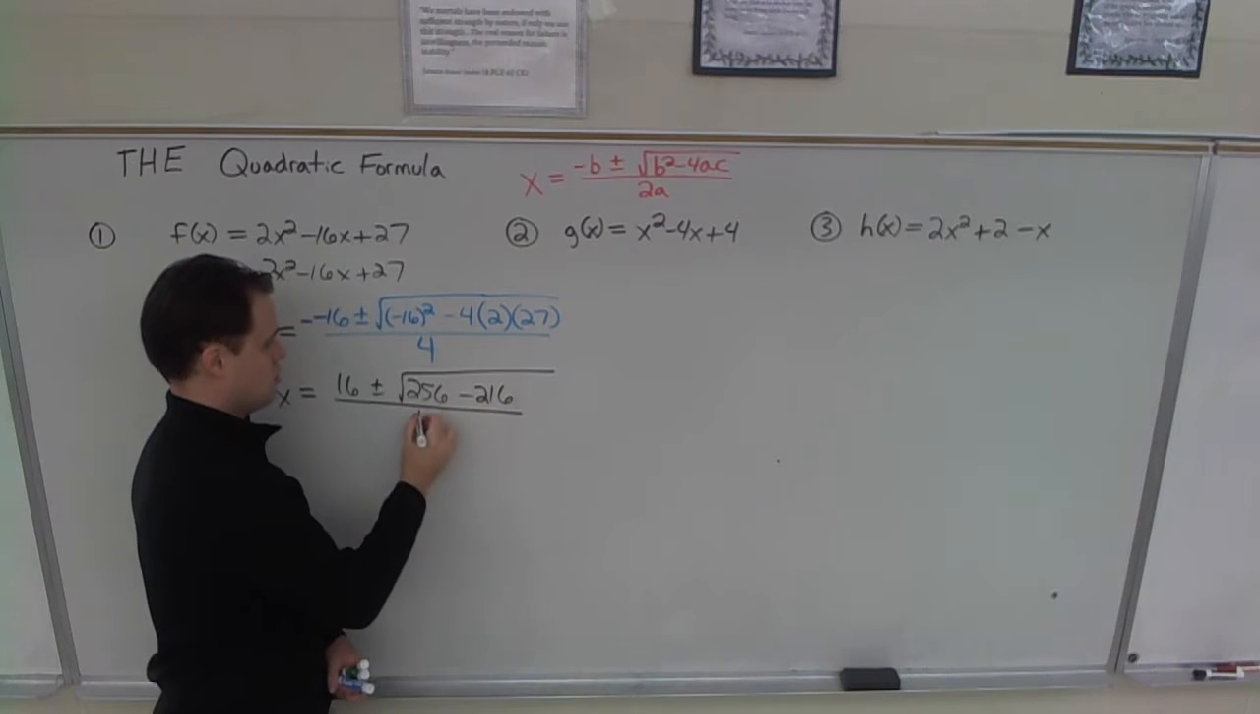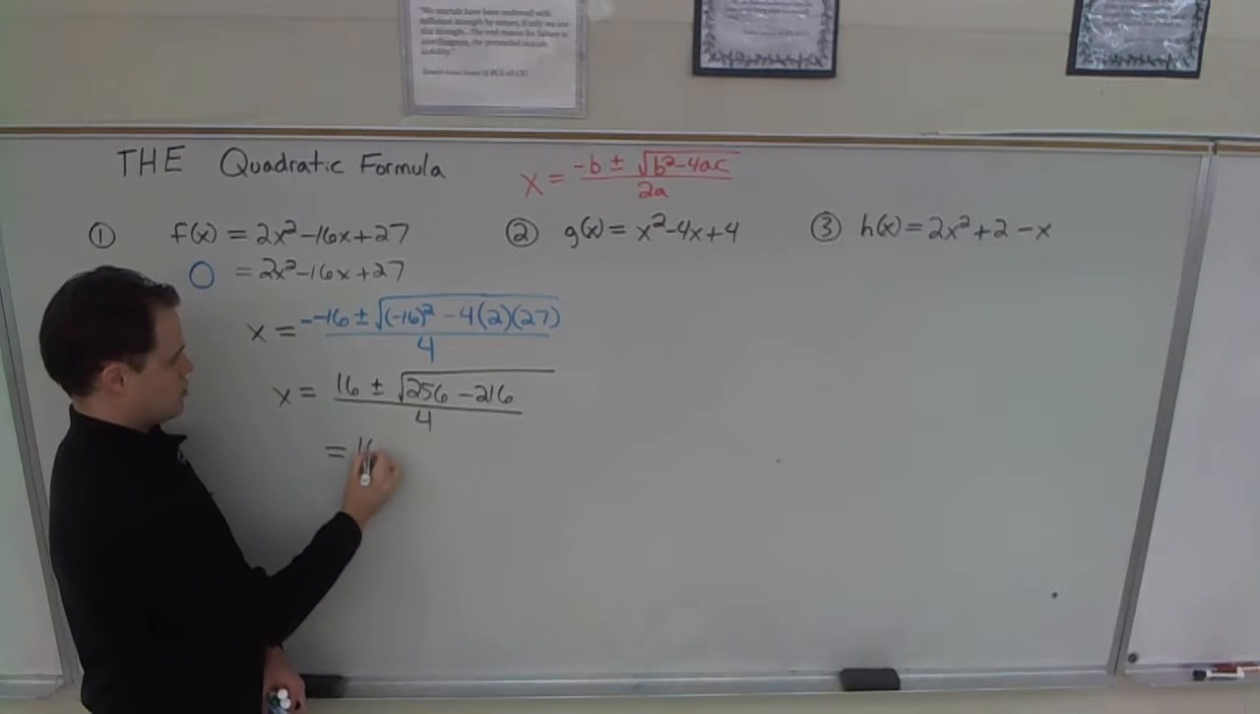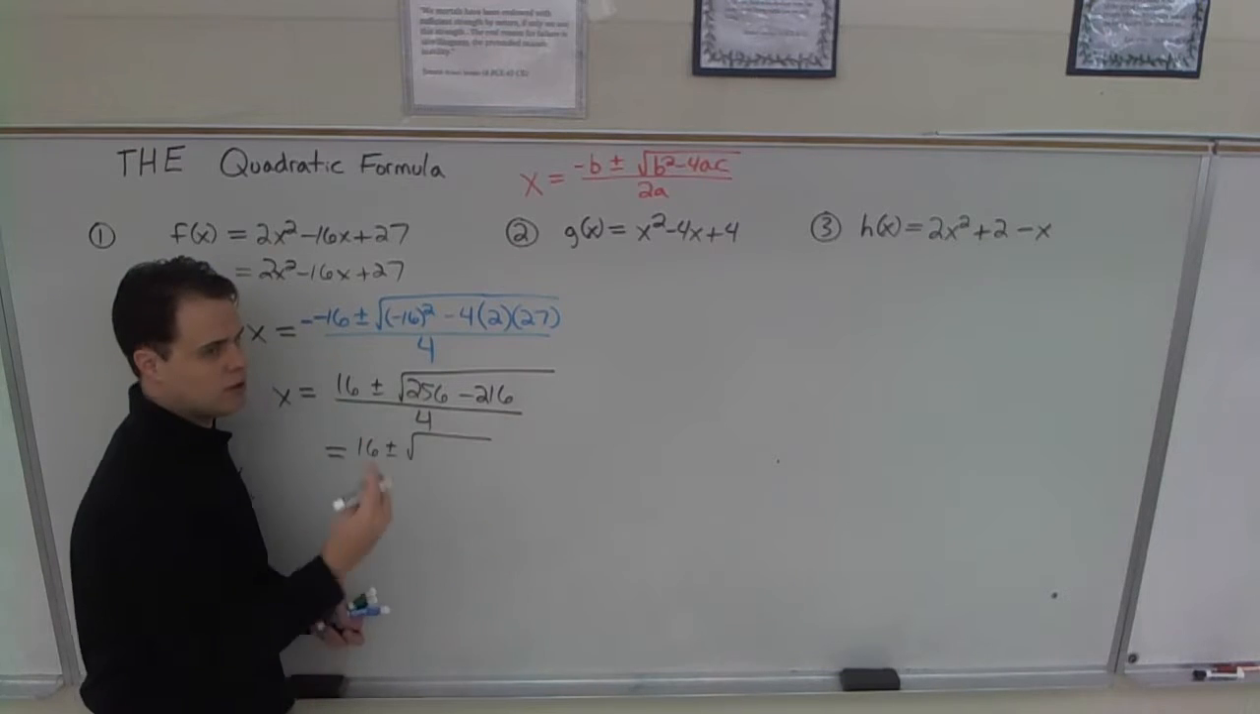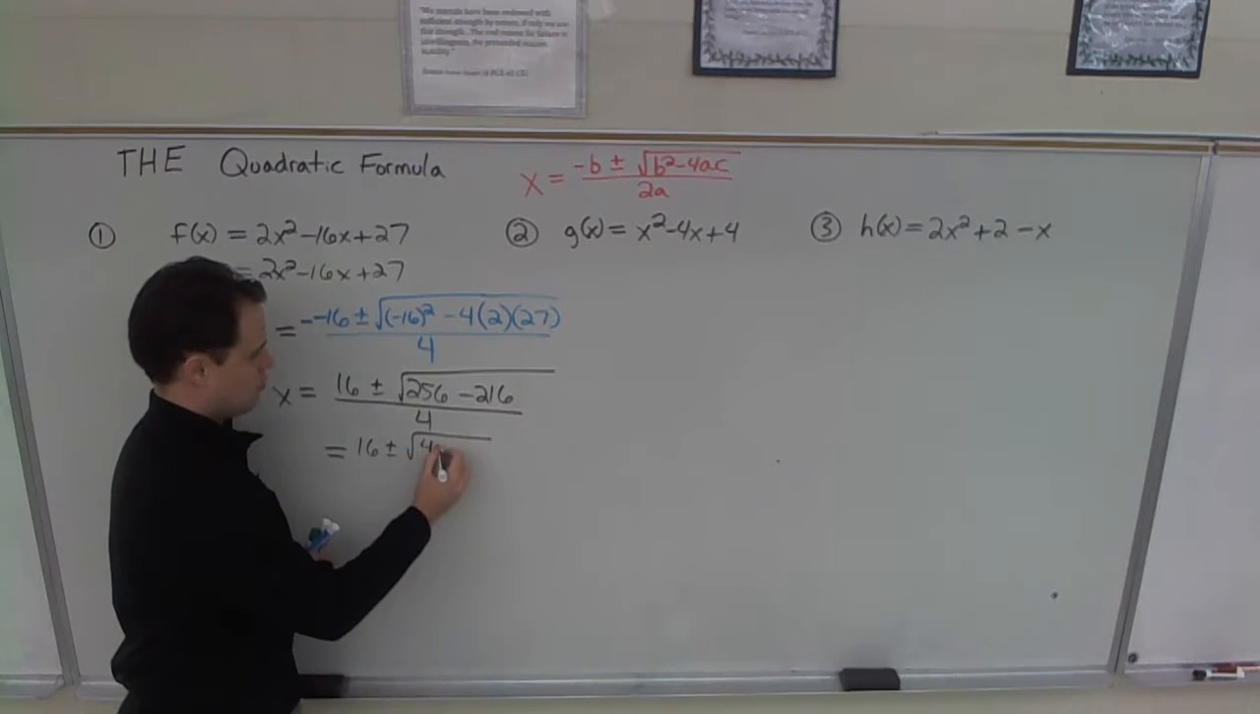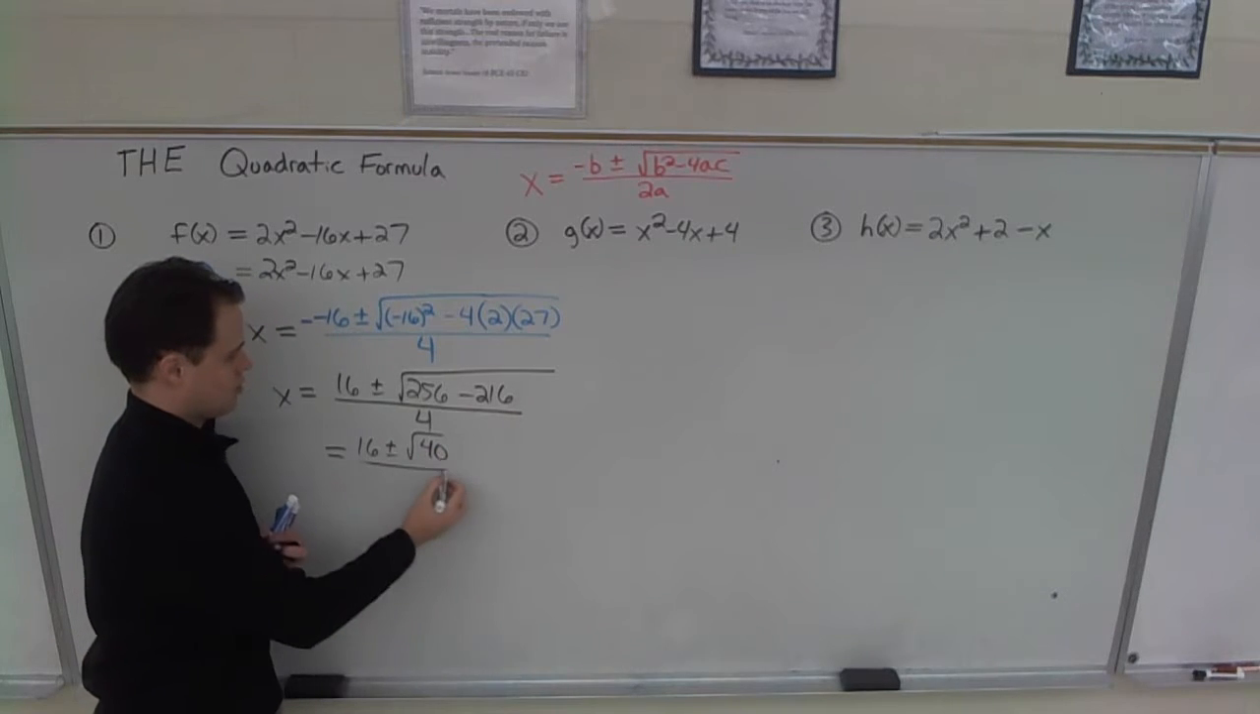Thanks, guys. Over 4. So then we're going to have 16 plus or minus. You do order of operations, which says go inside stuff first, right? So it's going to be 40. I don't really need a long one anymore.